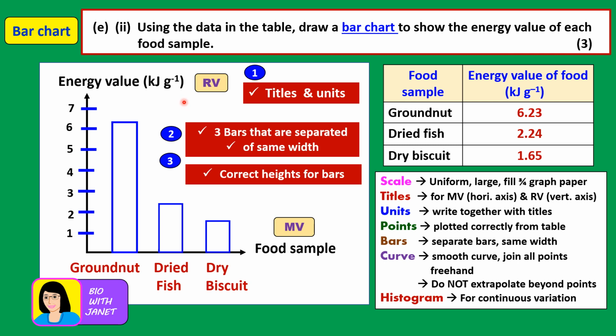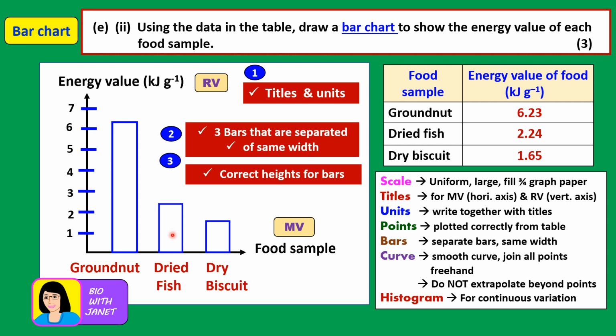Next, units are written together with titles, and then the points are plotted correctly from the table of results, all right, for groundnut, dried fish, and dry biscuit. So write down the names for the food samples below here in the MV. All right, and then bars. The bars must be separated from each other, equally separated. Okay, maybe 1 to 2 cm from each other, and then must be of the same width, right?